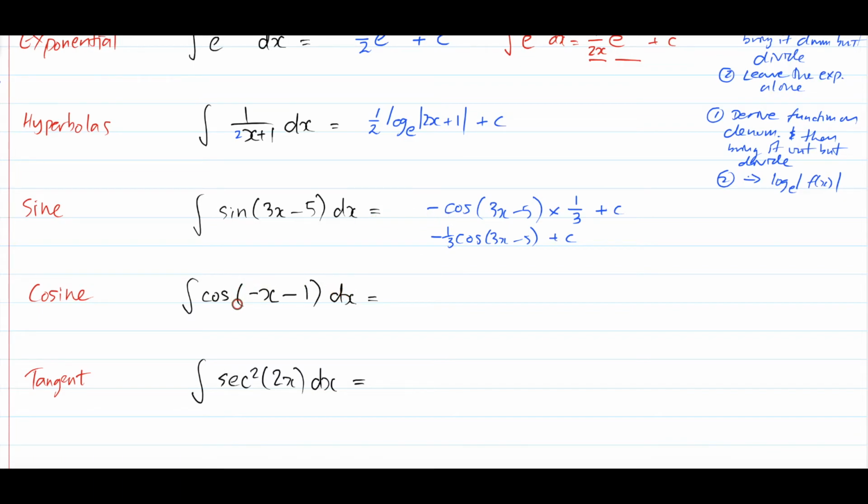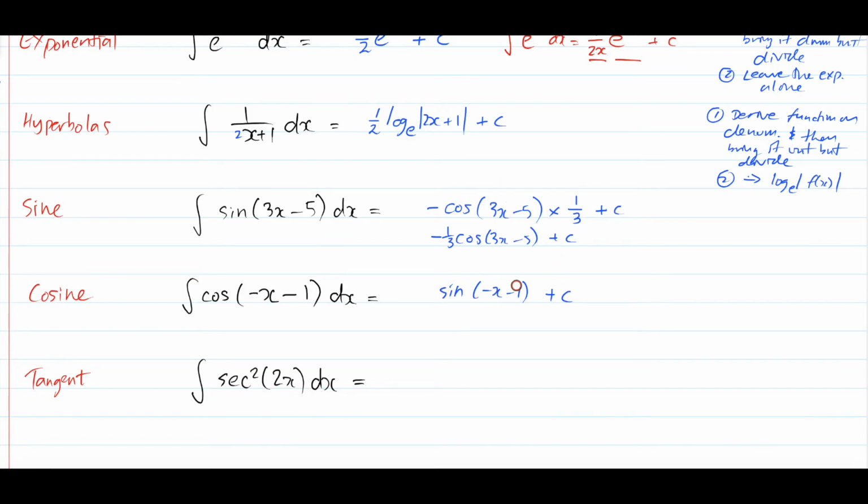So in this case, if I was to anti-derive positive cos, what should I get? Think about the derivative. If I derive positive sine, do I get positive cos or negative cos? Well, if I derive positive sine, I get positive cos. So in that case, if I anti-derive positive cos, I should get positive sine. So in this case, we get sine of negative x minus 1. Just put a plus c in there.